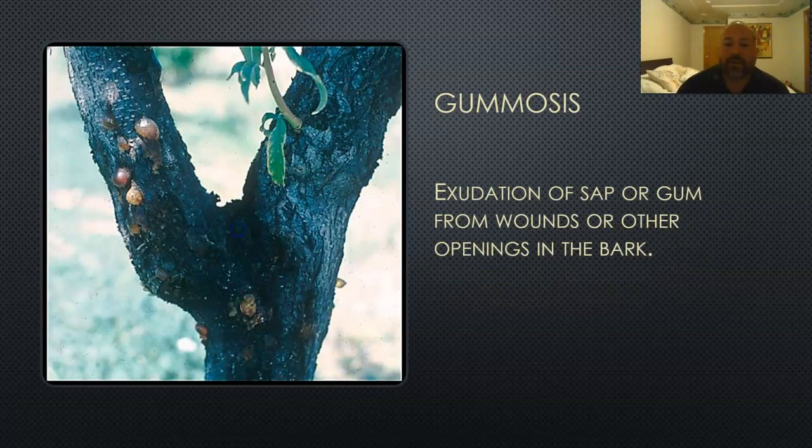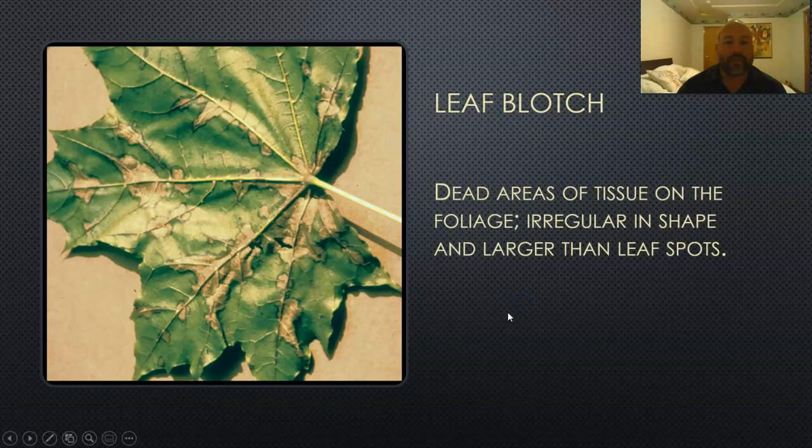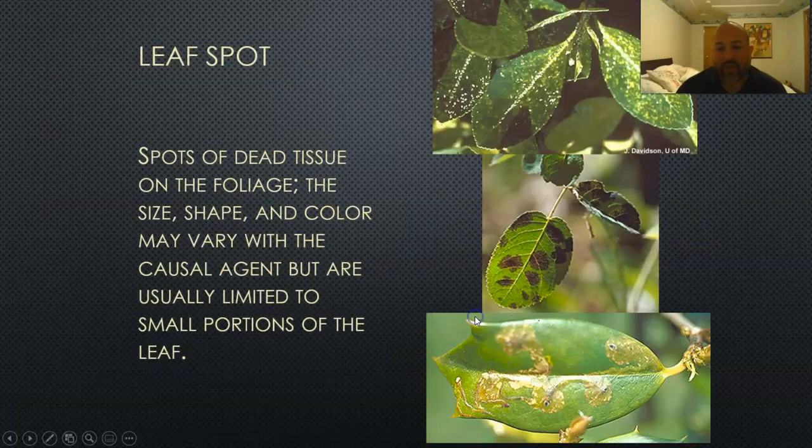Gummosis is exudation of sap or gum from wounds or other openings on the bark, as you can see on the left side of this tree and down below. Leaf blotch is dead areas of tissue on the foliage, irregular in shape and larger than leaf spots. If we just had some spots, that wouldn't be blotch, but you can see we have a lot of big irregular-shaped areas within this leaf, and that would qualify as leaf blotch.